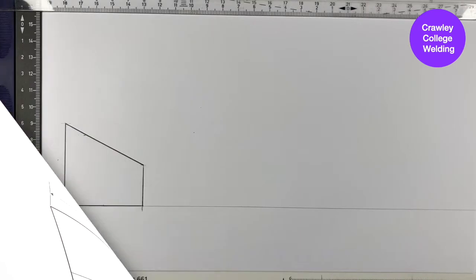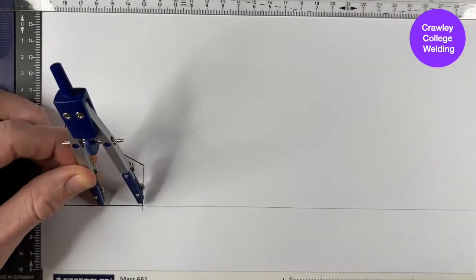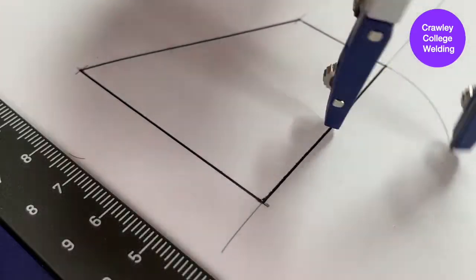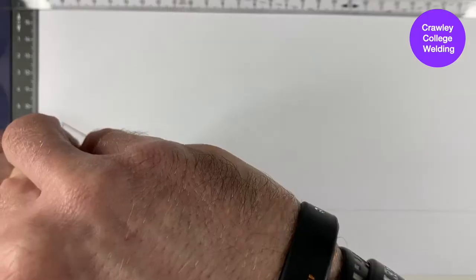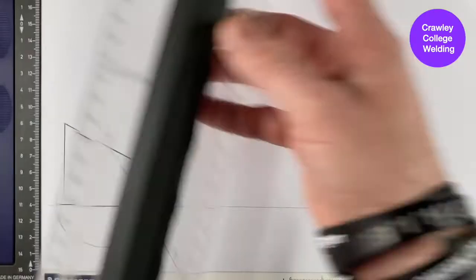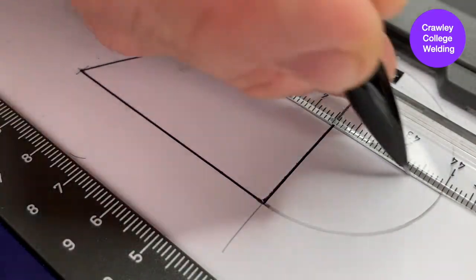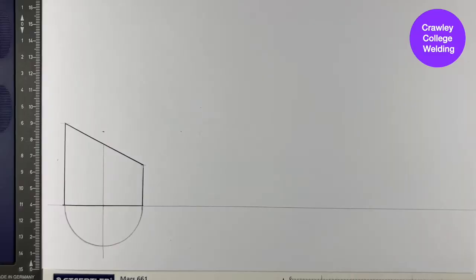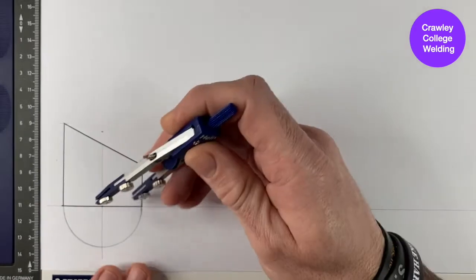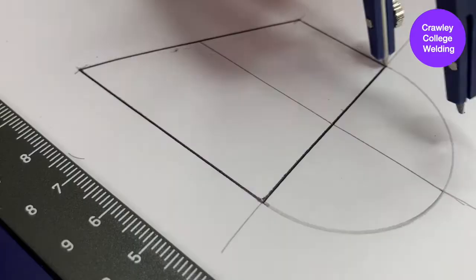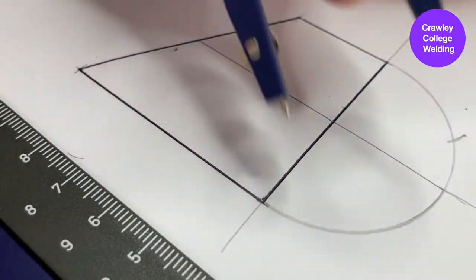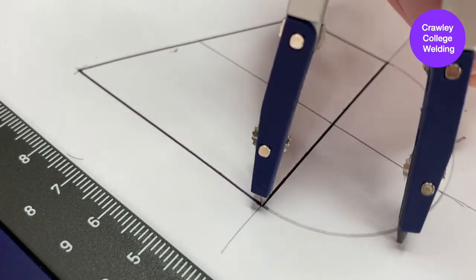Set your compass to 25mm, place the point of the compass at the centre of your elbow and draw a small arch at the bottom. Using your ruler, mark a vertical line straight up through the centre to the top of the elbow. Now using the same 25mm compass setting, place the point of your compass at the bottom right-hand side of the elbow and mark a small arch on your radius and repeat this on the left-hand side.